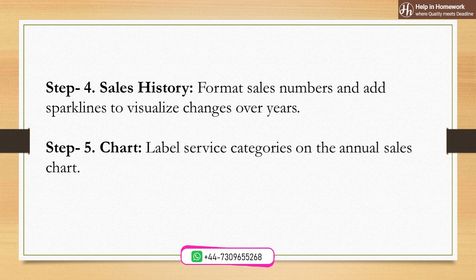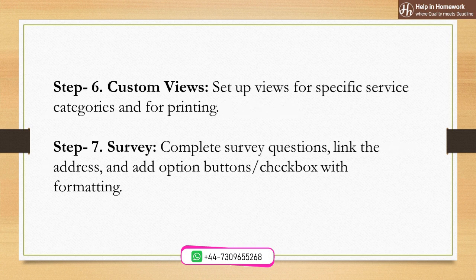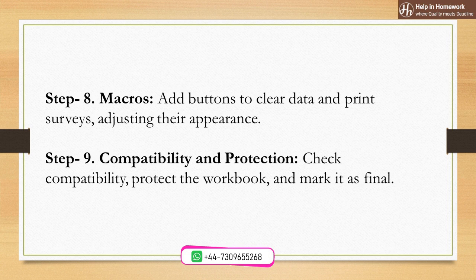Step 5. Chart. Label service categories on the annual sales chart. Step 6. Custom views. Set up views for specific service categories and for printing. Step 7. Survey. Complete survey questions, link the address, and add option buttons and checkbox with formatting. Step 8. Macros. Add buttons to clear data and print surveys, adjusting their appearance.